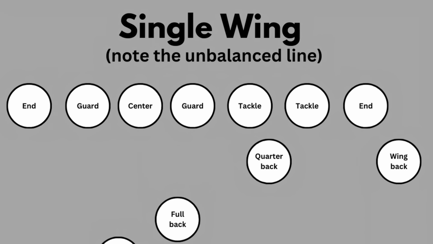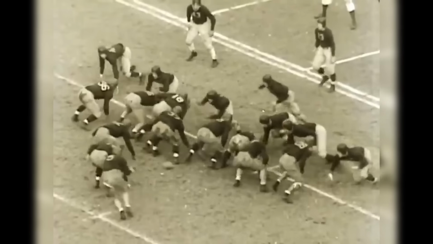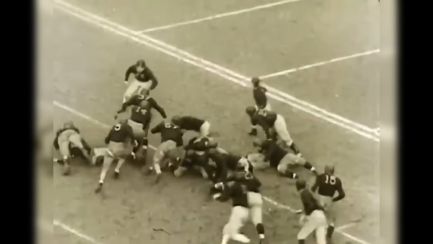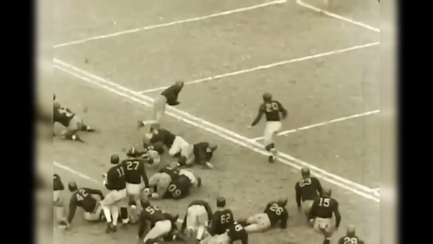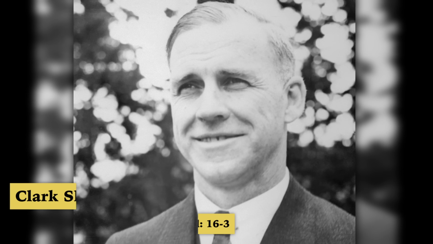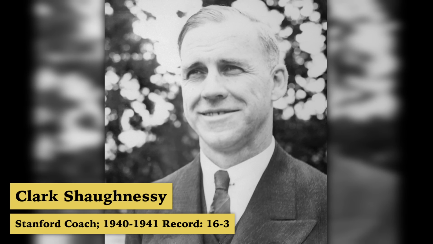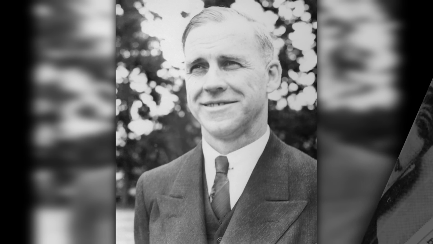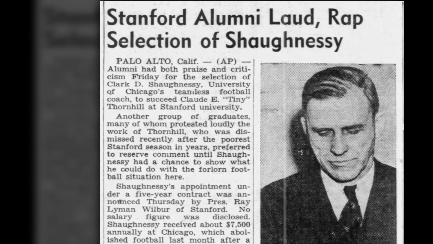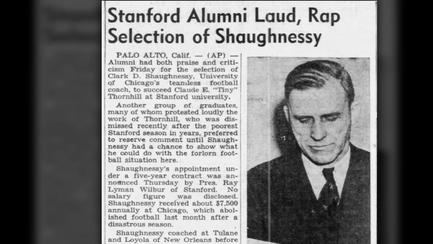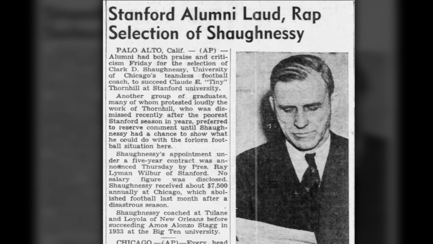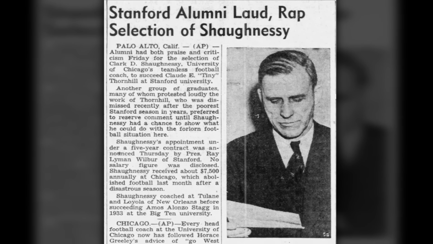The single wing ruled football, used by nearly every college and pro team in the land until 1940, when Clark Shaughnessy and the Stanford Indian Wow Boys exploded onto the scene. They were using the modern T formation, and that's where our story begins. It's 1940, and Shaughnessy has just taken over a Stanford team that won exactly one game the previous season. Not exactly a dream job, but Shaughnessy had been quietly working on something revolutionary during his time as an advisor to George Halas in the Chicago Bears.